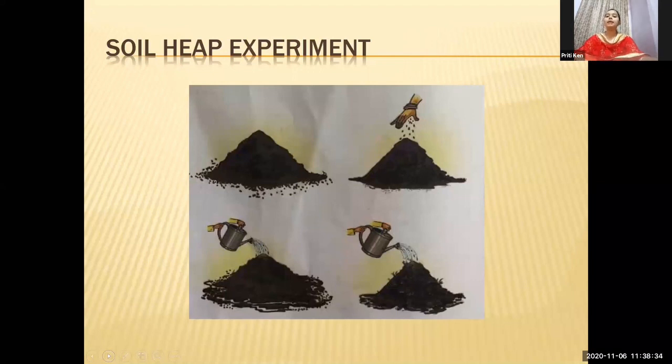Now see, in one heap you have to sow some seeds, fast growing seeds you have to sow, and in one heap you don't have to sow anything. You just keep it as it is. You have to water them for 4 to 5 days. One heap will have plants on it as you have sown seeds on them. And the other heap will not have anything as you have not sown anything in it.